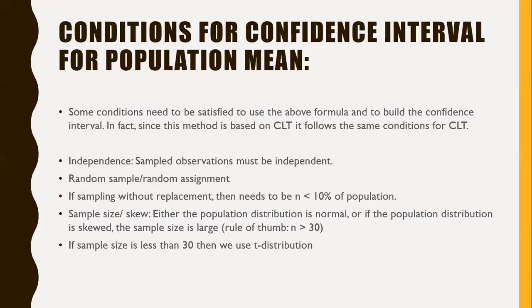And conditions for a confidence interval for the population mean. Normally, these conditions should be met if you go for your confidence interval, right? Some conditions need to be satisfied to use the above formula and build a confidence interval. In fact, since the method is based on the same idea, it follows the same conditions as for confidence limits, right?